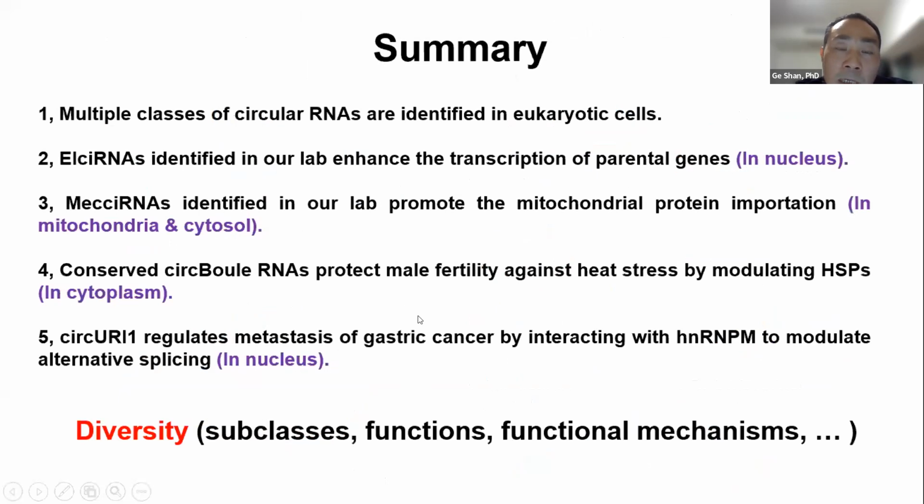So in summary, today I talked about four subclasses of circRNAs in animals. I will not repeat what I already talked about, but just make a brief one-sentence summary: circRNAs are very diverse, showing great diversity in subclasses, functions, and functional mechanisms.